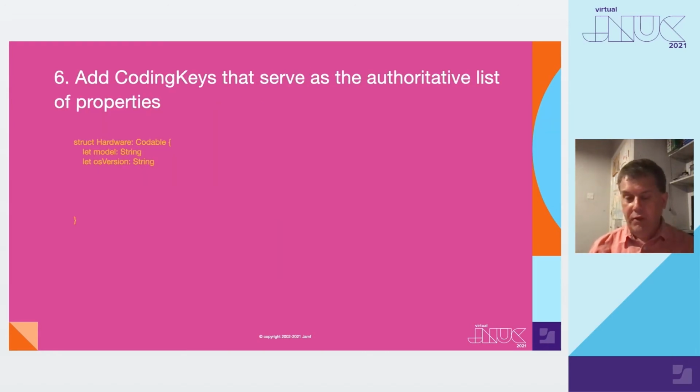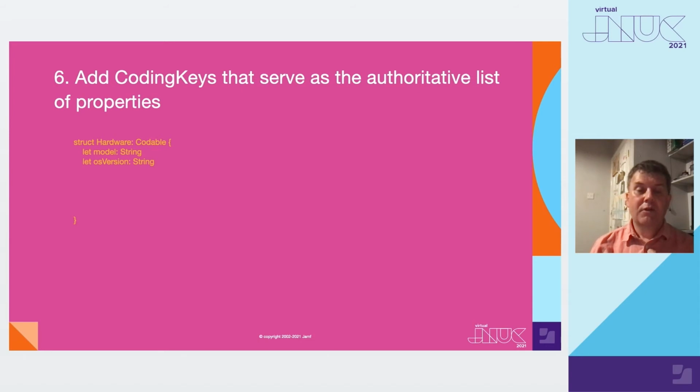To get around this, we can add what's called coding keys. Coding keys basically allow us to name the specific attributes or properties we're interested in from that JSON. So this is basically like an authoritative list. We're going to name those properties, and then that's all we're going to get back. Any extra attributes in the JSON will be ignored. We're just going to name the ones we're interested in, and as long as they exist, that's what's going to come back.